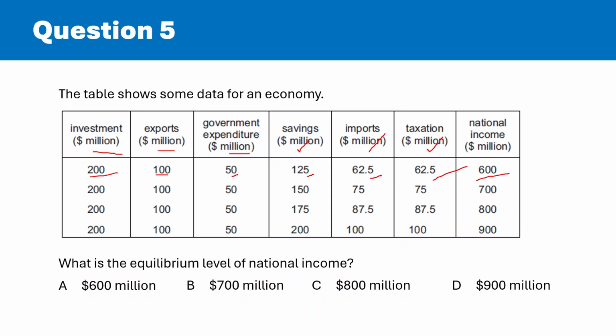This way you will do it for each level, at 700, at 800 and at 900. Okay. When you check this, you will find that at 800 million national income, your injections and withdrawals are equal. And you will add 175, 87.5, 87.5, you will get 350. Therefore, the correct option is option C, which is $800 million.